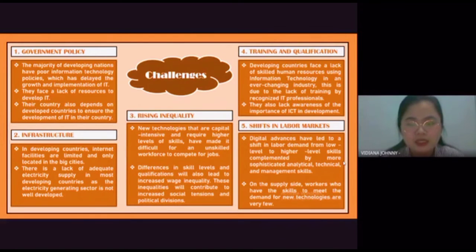Lastly, shifts in labor markets. Digital advances have led to a shift in labor demand from low level to higher level skills, complemented by more sophisticated analytical, technical, and management skills. On the supply side, workers who have the skills to meet the demand for new technologies are very few.